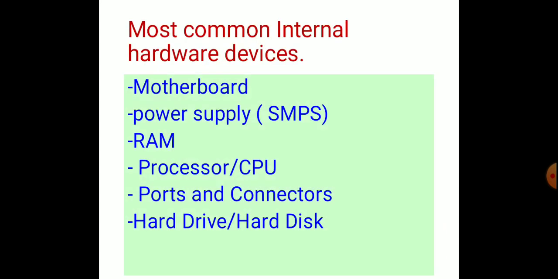The commonly used internal hardware devices are motherboard, power supply, RAM, processor, ports and connectors and hard disk. These are the most commonly used internal hardware devices. In this session, you will learn about these devices.